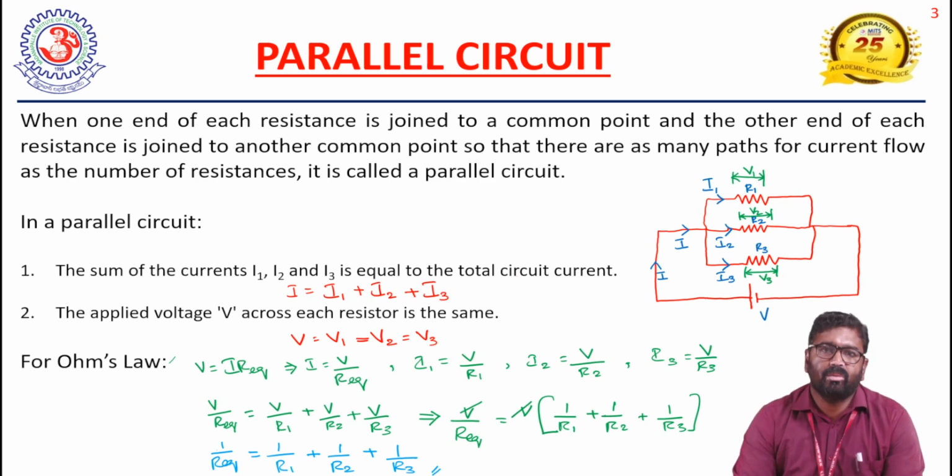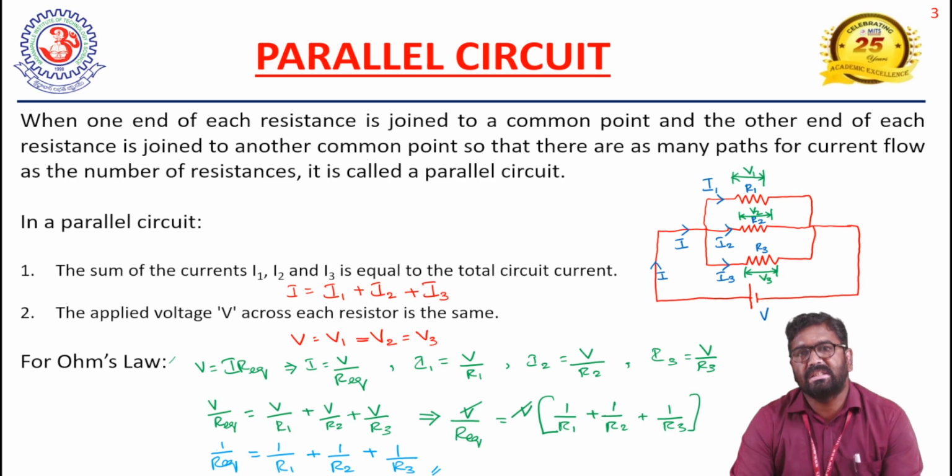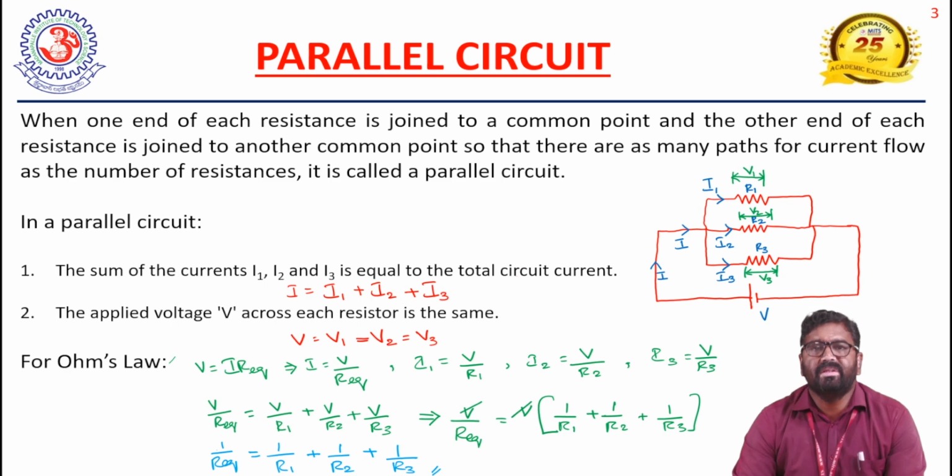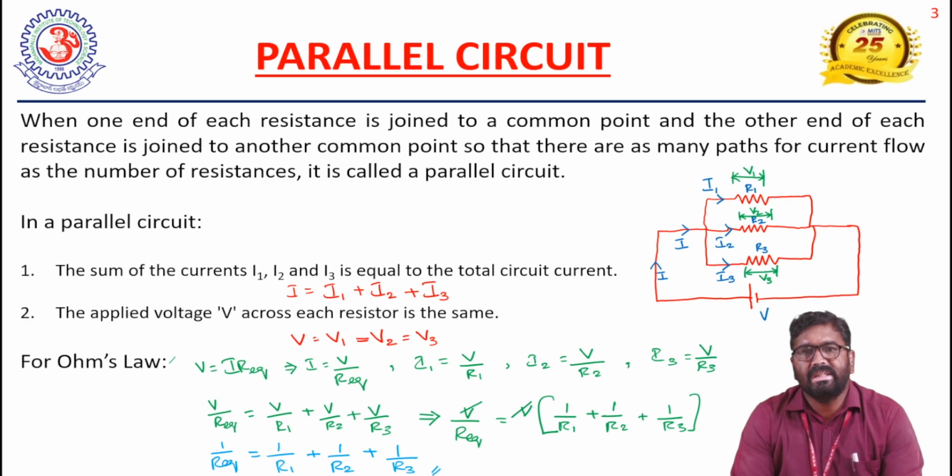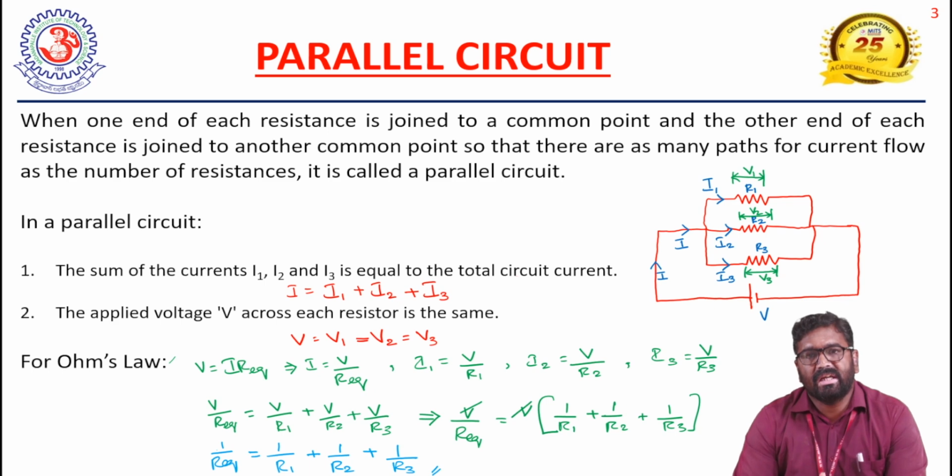Likewise, the applied voltage V is the same across each resistance. So we can say that the applied voltage V is equal to V1, equal to V2, equal to V3. From Ohm's law, we know that voltage is equal to current into resistance, V equal to I into R. From that we can find I equal to V by R equivalent.